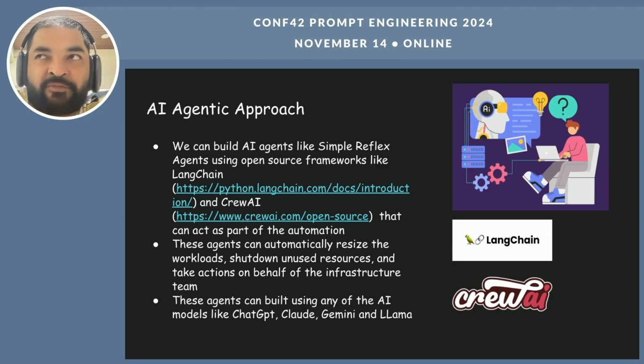Since we are on the same page, one of the things that is popular, and that most people are trying to get to now, is the agentic AI approach. The agentic AI approach is where we build AI agents to get the job done.